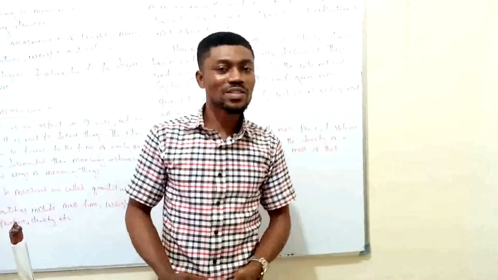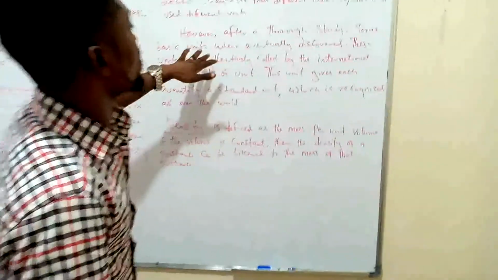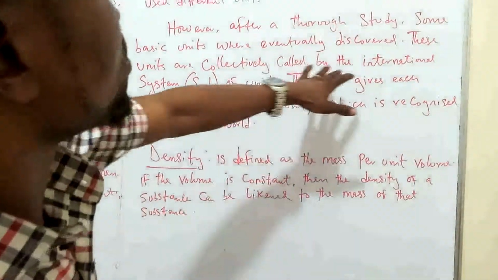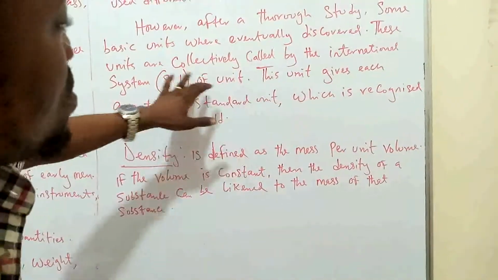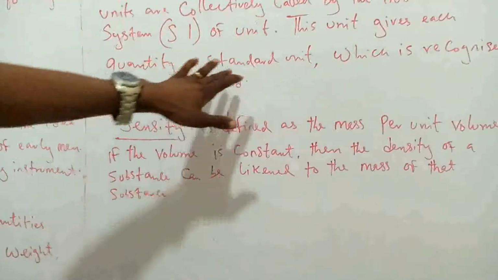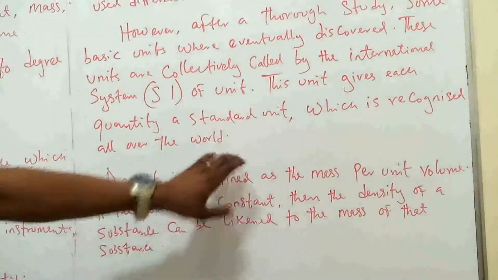Most times you fail to ask the question, sir, what's the meaning of this SI unit? We have it here today. So SI unit here means what? The international system. So the SI unit of units. Now this unit gives each quantity a standard unit which is recognized all over the world.